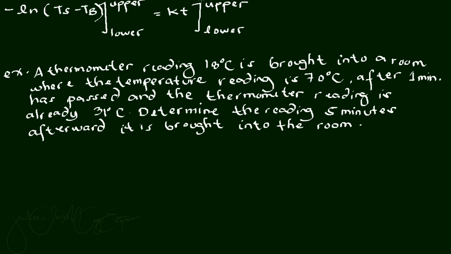A thermometer reading 18 degrees Celsius is brought into a room where the temperature reading is 70 degrees Celsius. So at time 0, that is 18 degrees Celsius, and the temperature of the surrounding is 70 degrees Celsius. After 1 minute has passed, the thermometer reading is already 31 degrees Celsius. Determine the reading 5 minutes after it is brought into the room. So let's have the given.